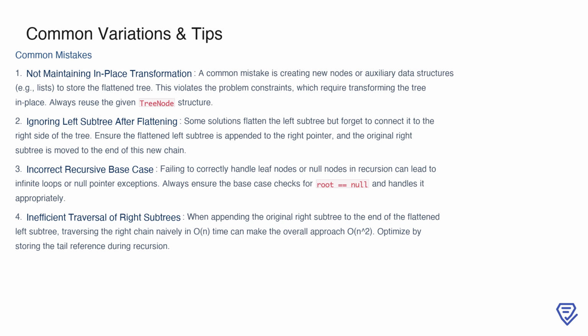Lastly, be mindful of inefficient traversal when appending the original right subtree. If you traverse the right chain naively in O(n) time during every step, the overall solution can degrade to O(n²). To prevent this, consider tracking the tail reference of the flattened subtree during recursion to optimize this step.